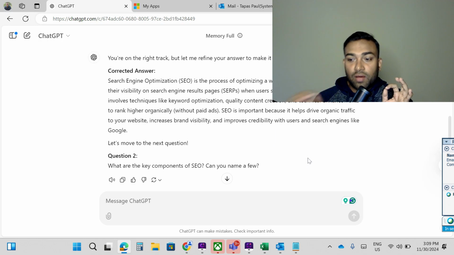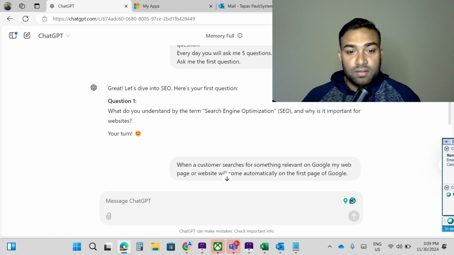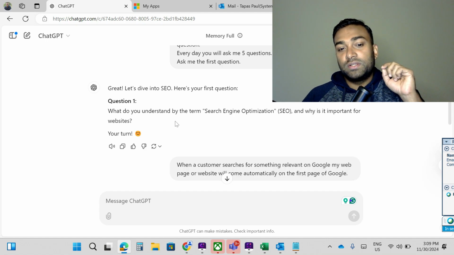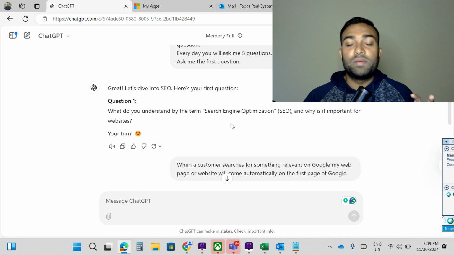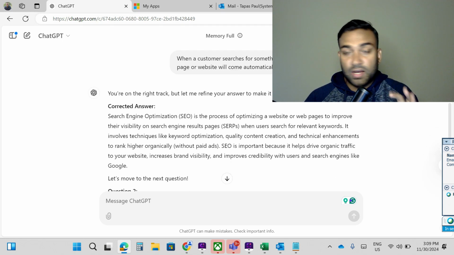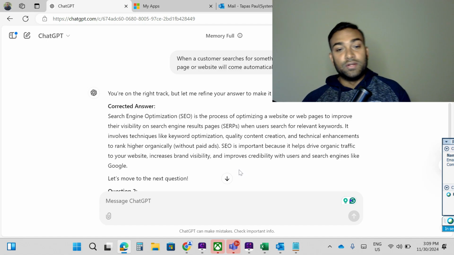So now, as of now, I have understood the actual meaning of search engine optimization, how it works, and why it is important for a website. That is the thing I have understood. I didn't know anything, but now I know something. At least 1% I know.